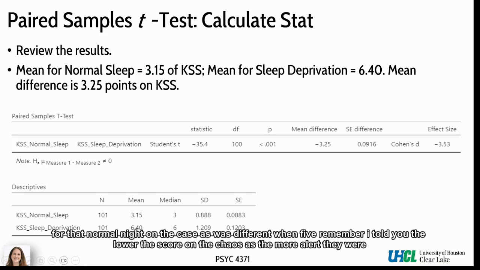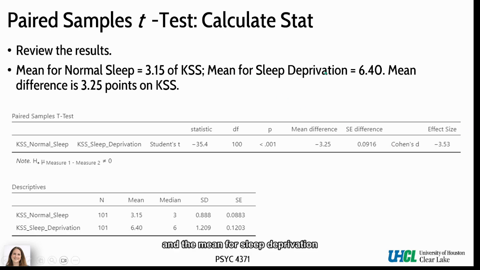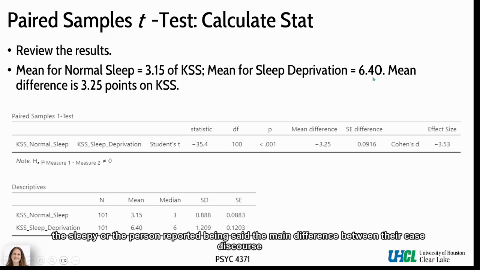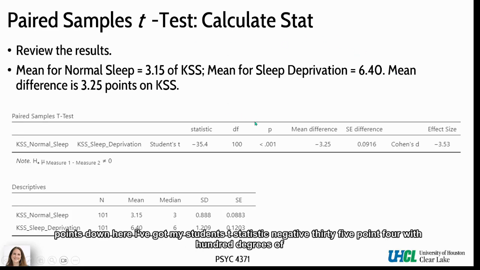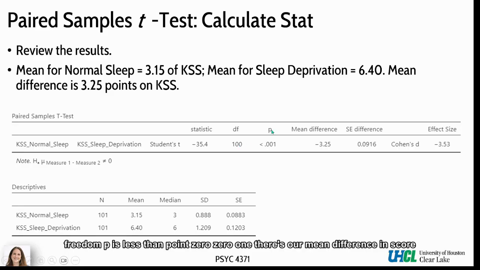Remember, I told you the lower the score on the KSS, the more alert they were. And the mean for sleep deprivation is 6.40. The higher that KSS score, the sleepier the person reported being. So the mean difference between their KSS scores was 3.25 points. Down here, I've got my Student's t statistic, negative 35.4 with 100 degrees of freedom. p is less than 0.001.